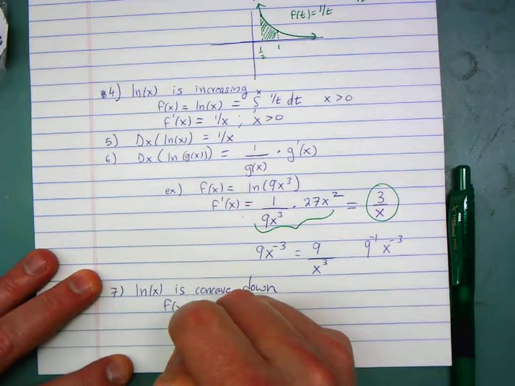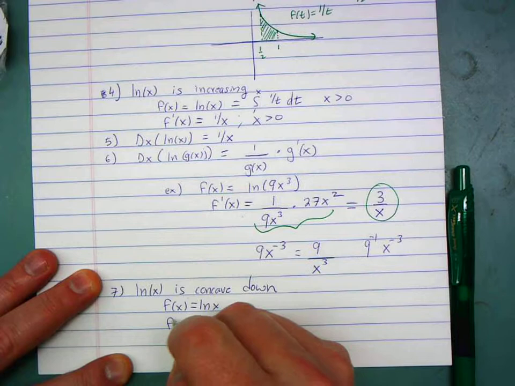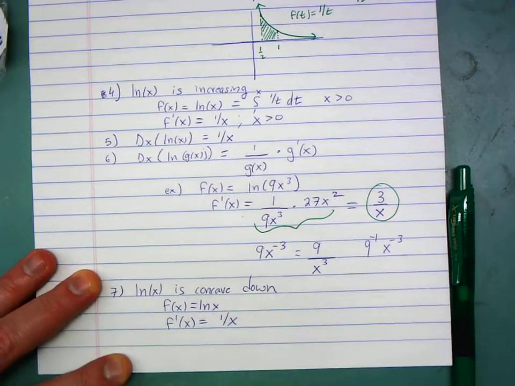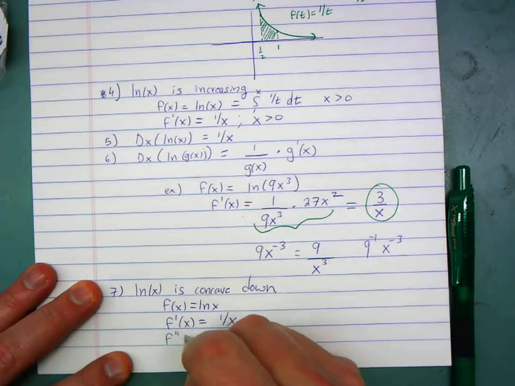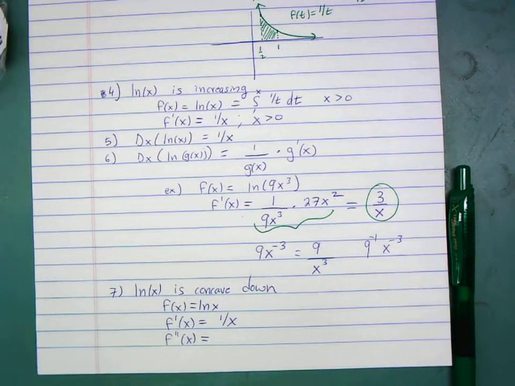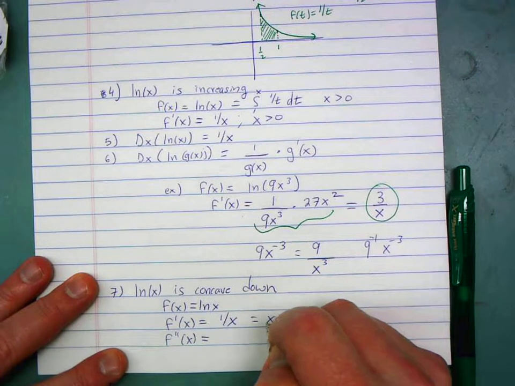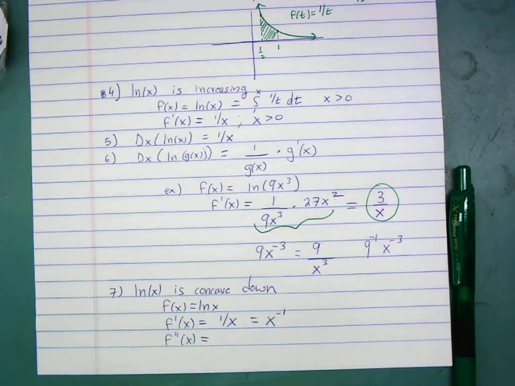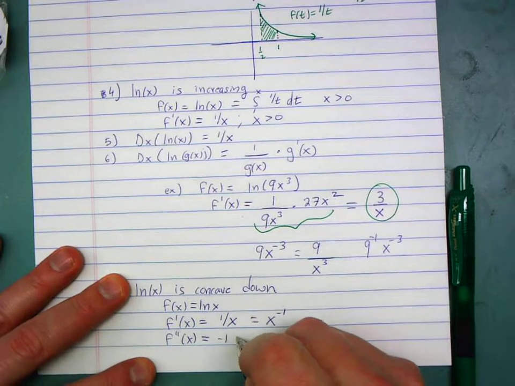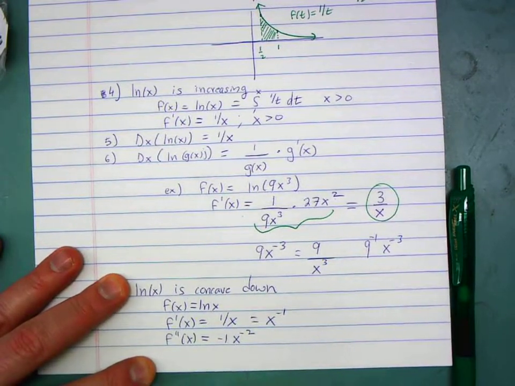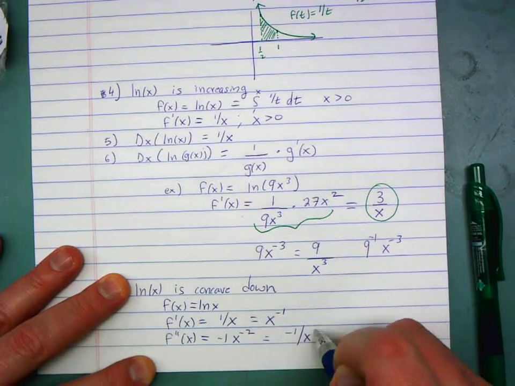All right, so if f of x is ln x, we already figured out the first derivative. The first derivative was 1 over x. So what's the second derivative? What's the derivative of 1 over x? Close. No. Negative 1 over x squared. Think of this as being x to the negative 1. So you'd have to bring the negative 1 down and then subtract 1 from your power. It would be negative 1x to the negative 2, which is negative 1 over x squared.